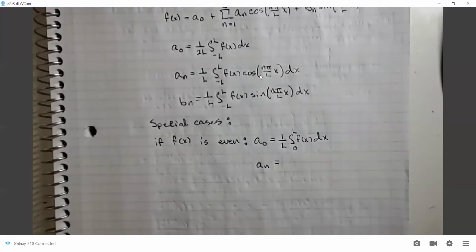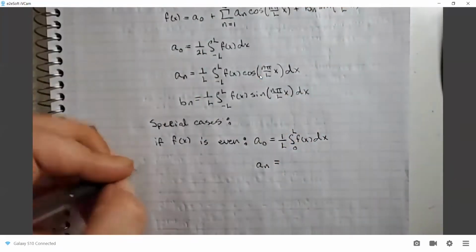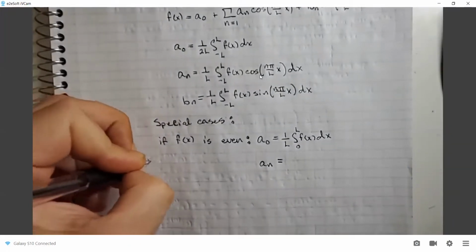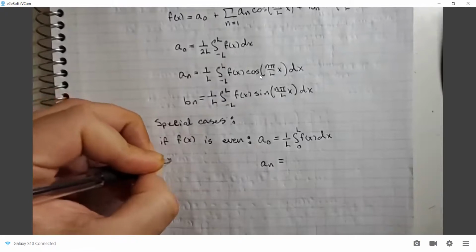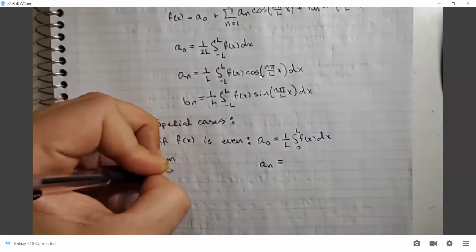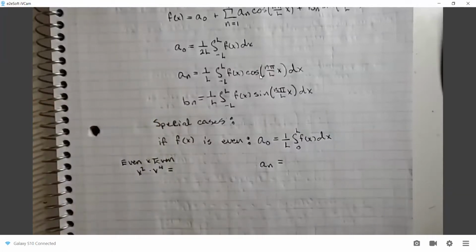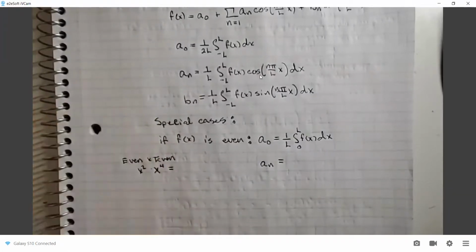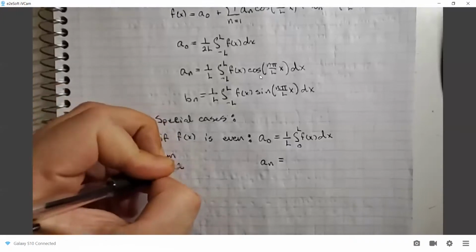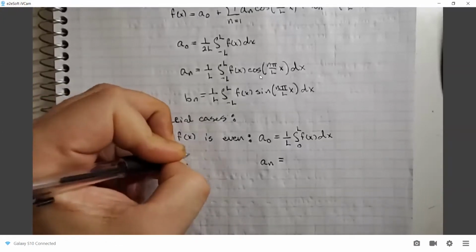So if you take an even times an even, an example would be x squared times x to the fourth, say. What do you get when you multiply those two things? X to the 6th. Yeah, all right, cool. So even times even is even.